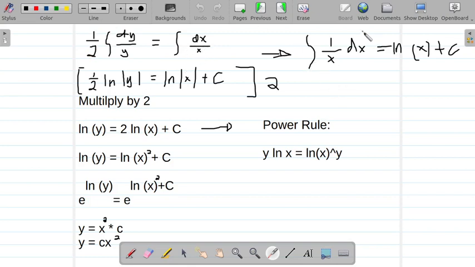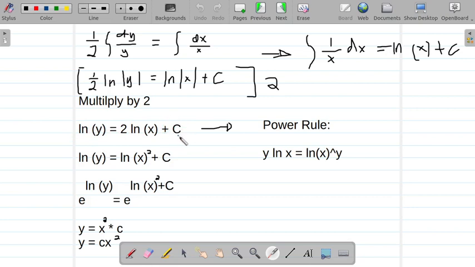Then using the integral formula nga, integral of 1 over x dx is equal sa ln of x plus c. So, in this equation, makakuha tag 1/2 ln of y is equals to ln of x plus c. Then, to eliminate 1/2, we can multiply this equation by 2. So, cancel out ang 1/2, then remaining ln of y is equals to 2 ln of x plus c.